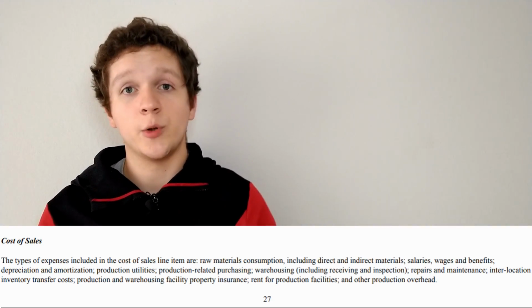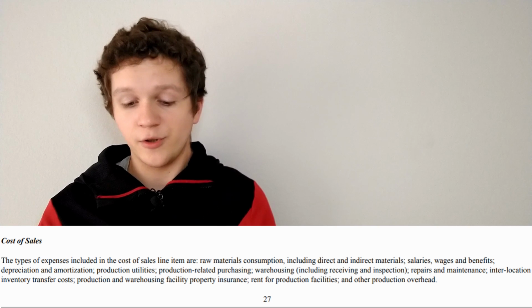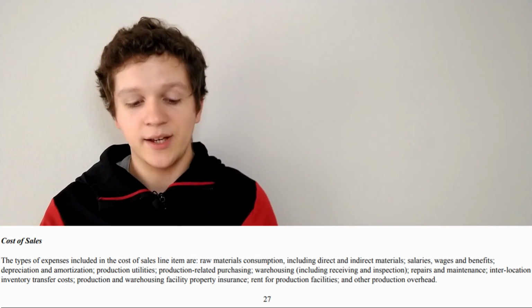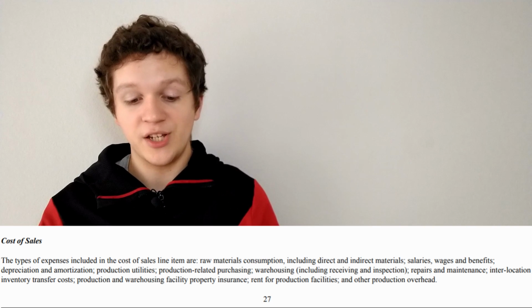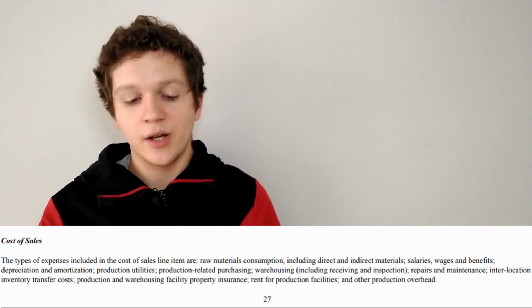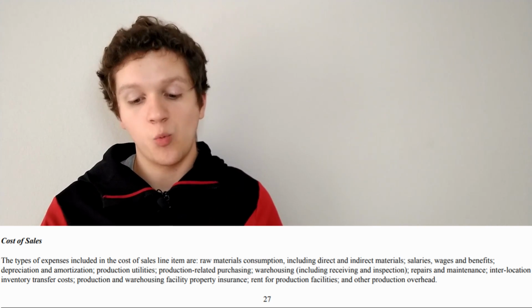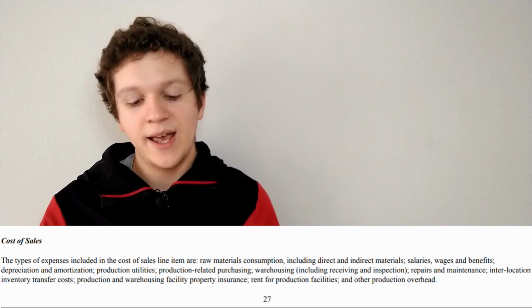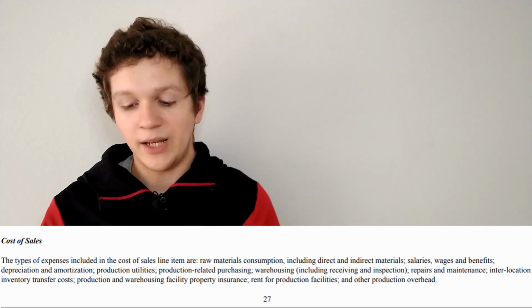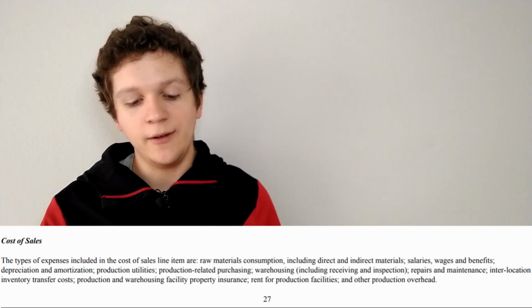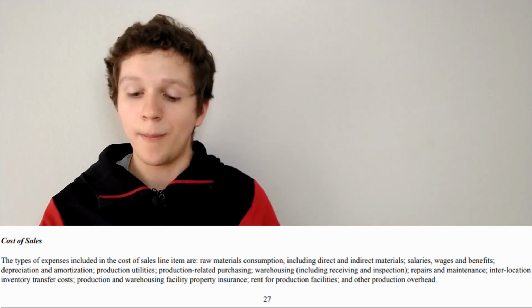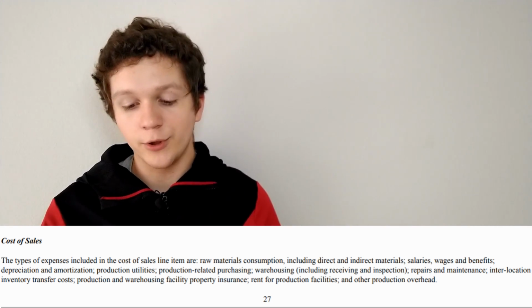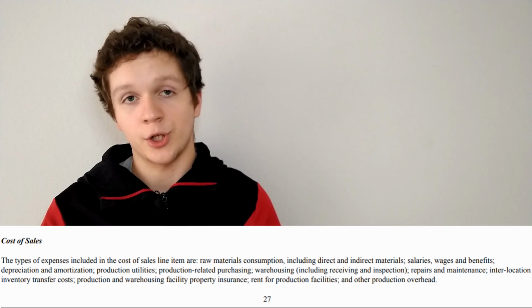Their cost of revenue included raw materials consumption, both direct and indirect, salaries, wages and benefits, depreciation and amortization, production utilities, production-related purchasing, warehousing including receiving and inspection, repairs and maintenance, interlocation inventory transfer costs, production and warehouse facility property insurance, rent for production facilities, and other production overhead.